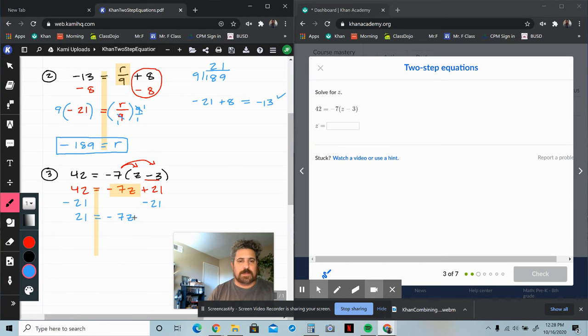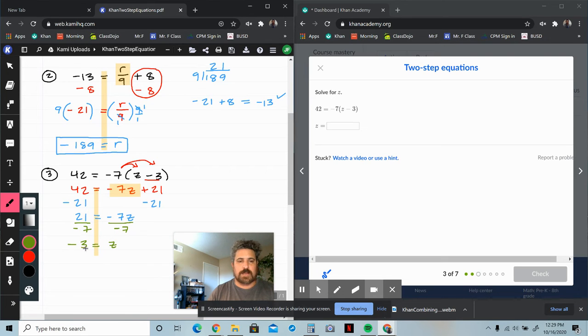And now you want to get that z by itself, so that 1z. So how do you undo times by a negative 7? You divide by a negative 7, both sides. So you want negative 7 over negative 7, which is positive 1. That's positive 1z. And that's equal to 21 divided by a negative 7. Positive divided by negative is negative, and 21 divided by 7 is 3. So that would be a negative 3.